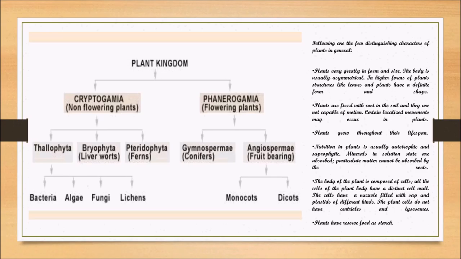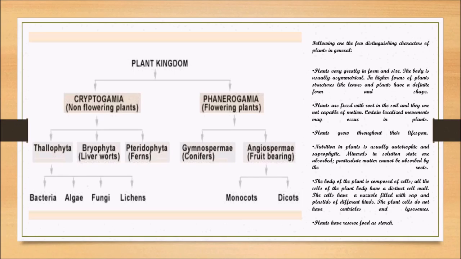Nutrition in plants is usually autotrophic and saprophytic. Minerals in solution state are absorbed. Particulate matter cannot be absorbed by the roots. The body of the plant is composed of cells, and all cells of the plant body have a distinct cell wall. The cells have a vacuole filled with sap and plastids of different kinds. The plant cells do not have centrioles or lysosomes. Plants have reserve food as starch. This matter I have extracted from a tutor website.